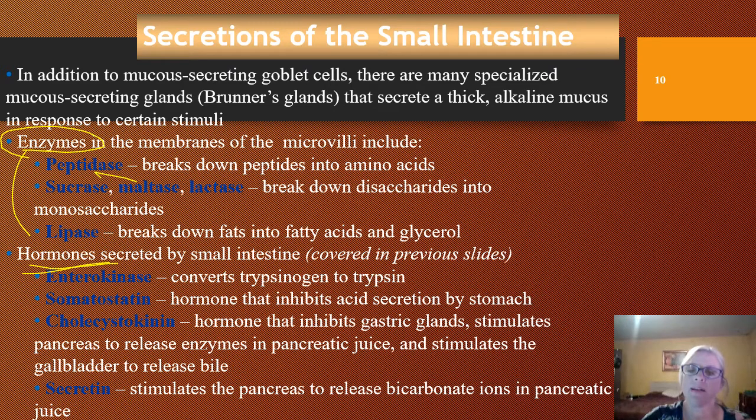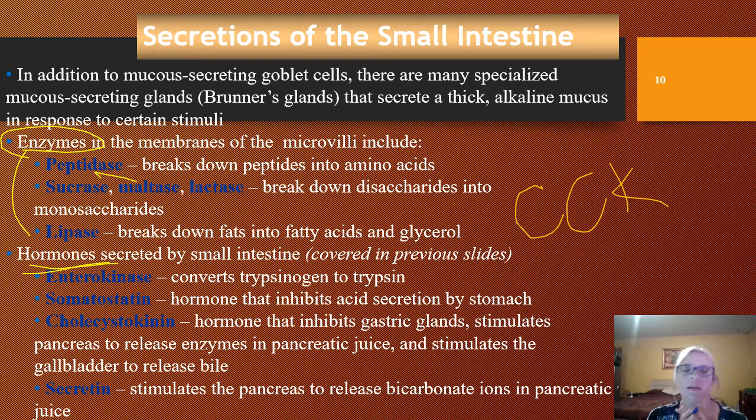Cholecystokinin, remember that is CCK, cholecystokinin, and that inhibits gastric glands. It will stimulate the pancreas to release some of the pancreatic juice and to stimulate the gallbladder to release that bile, which is important.